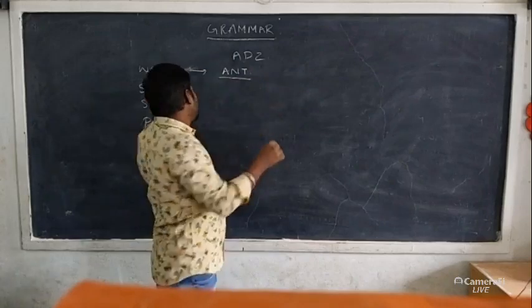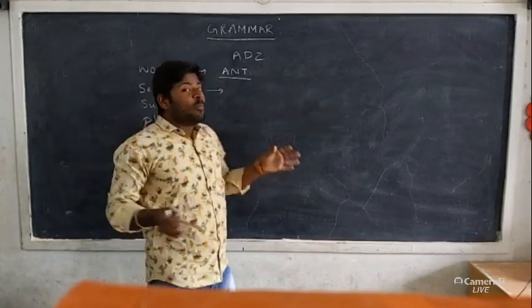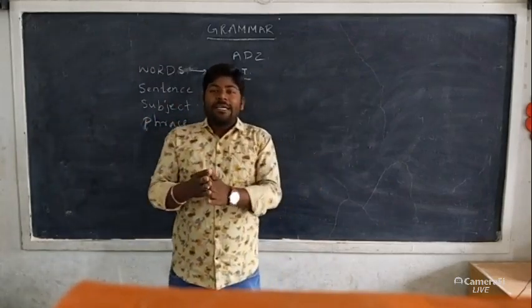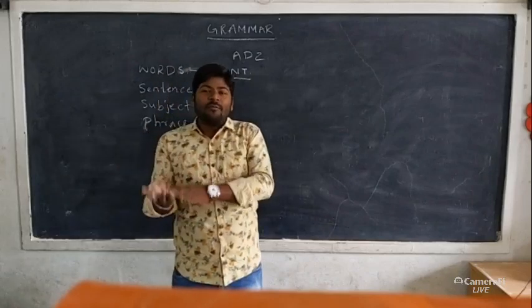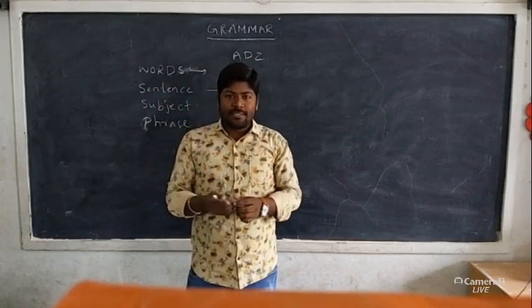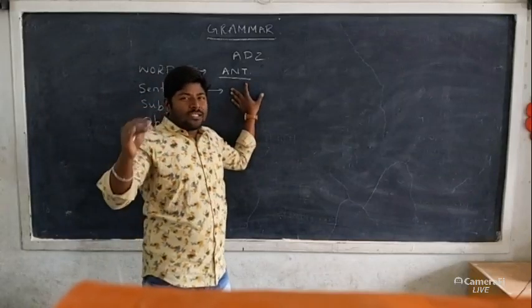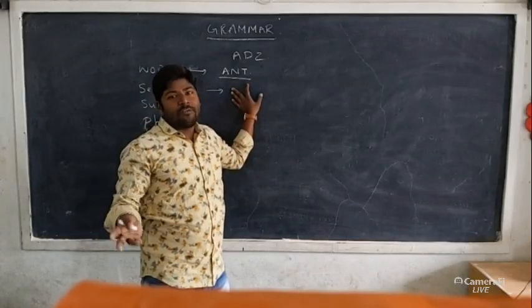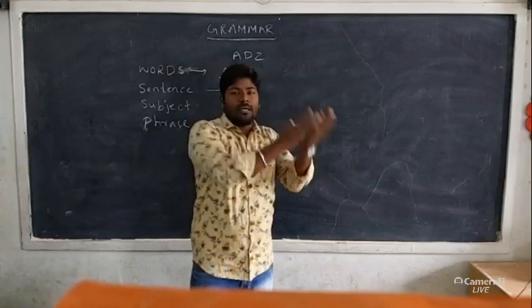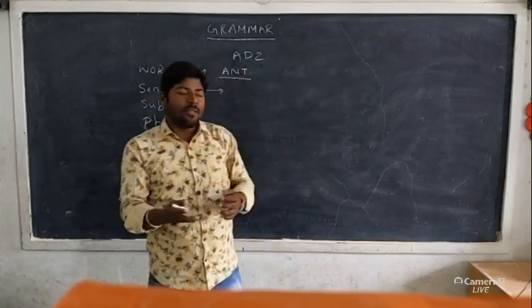In the same way, what is called sentence? A group of words arranged in a proper way or in a meaningful order is called a sentence. So we have four kinds of sentence: assertive, imperative, interrogative, exclamatory. When we get to the kinds of sentence, we will learn those.